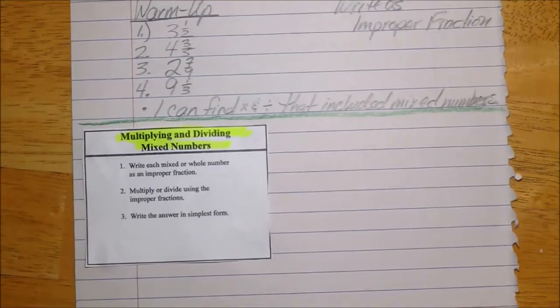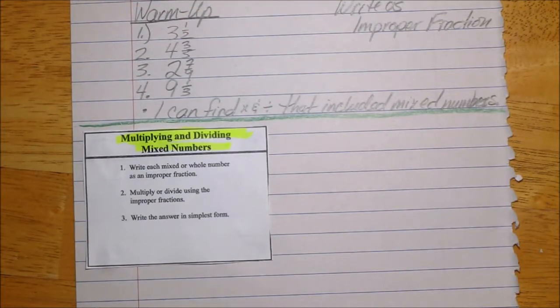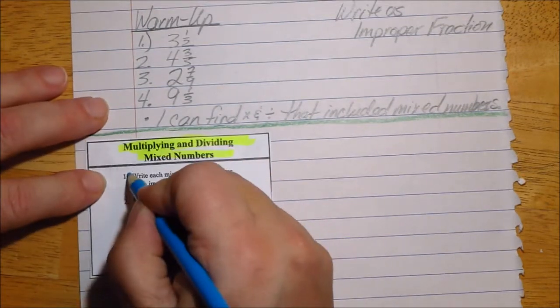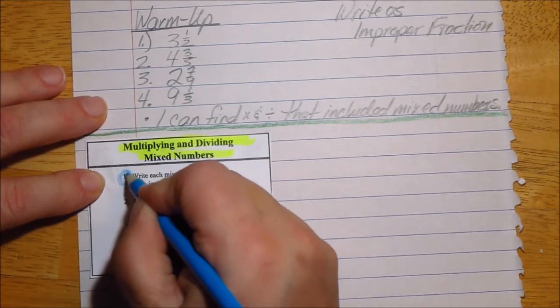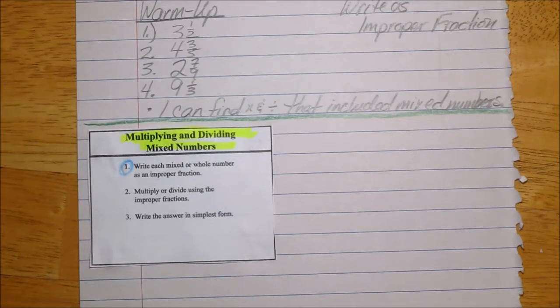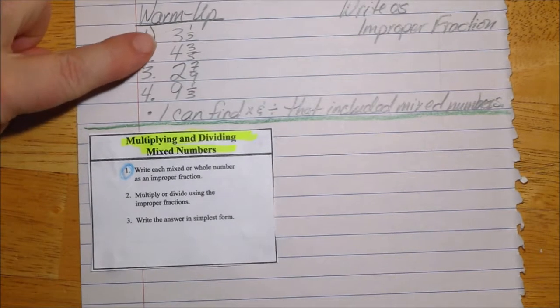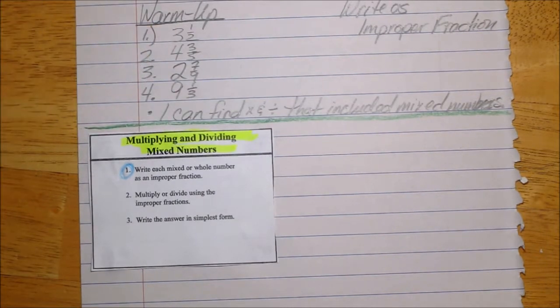All right, so number 1 is my light blue pencil, and the first step says to write each mixed number or whole number as an improper fraction. So that's why they had you doing this practice up here. That's your first step, is to convert those mixed numbers or whole numbers into improper fractions.